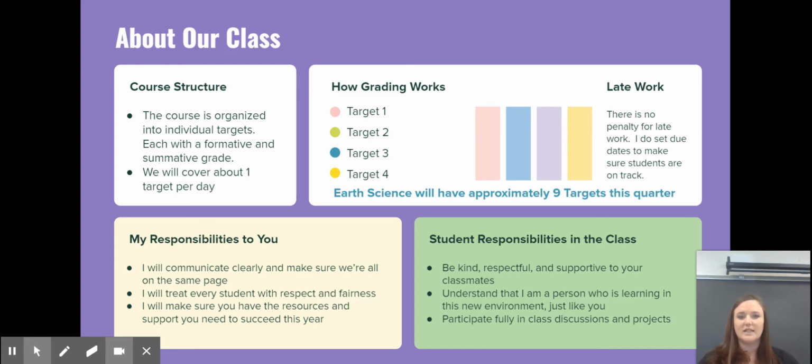While I do set deadlines in Schoology, there is no penalty for late work. The due date is simply to help your student know whether or not they are on pace with class. I accept work up until the 8th week of the quarter without a late penalty. So if a student falls behind, they can easily get caught back up.